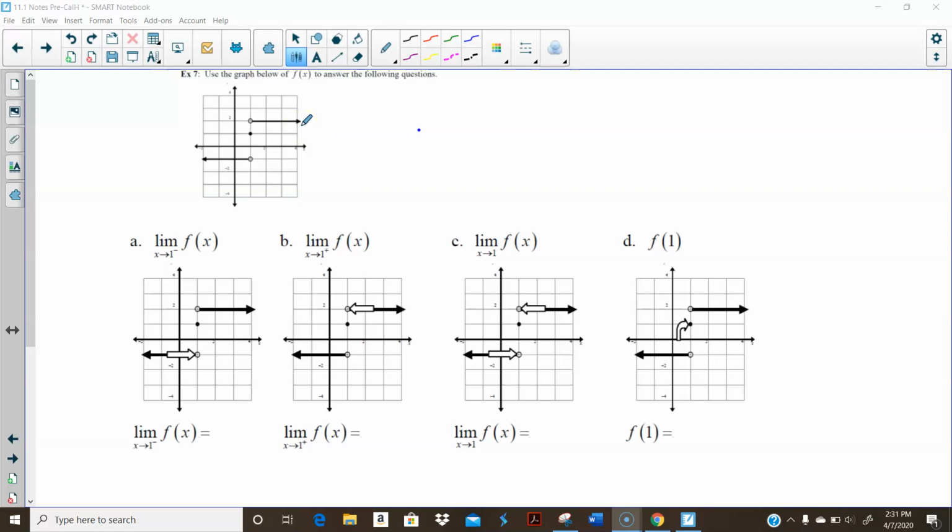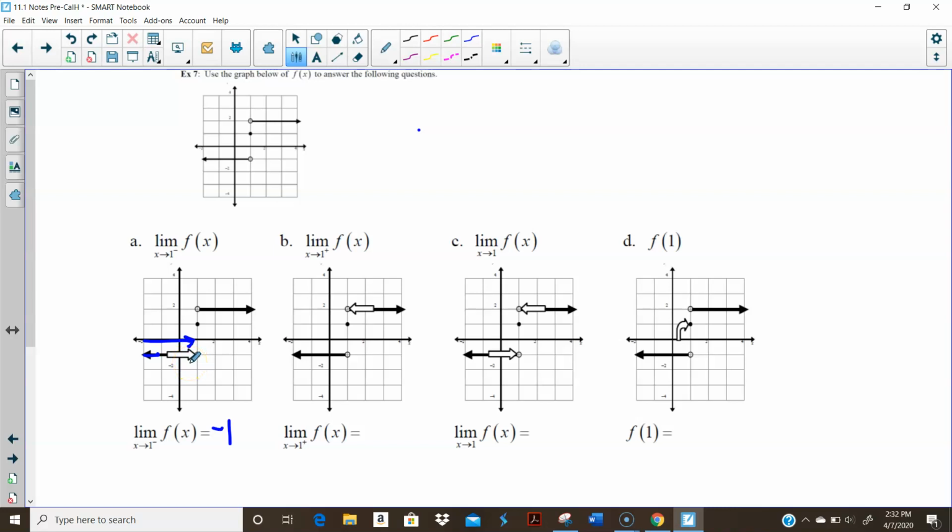A, the limit as x approaches 1 from the left. Again, that little negative right here means from the left. So what we're doing is we're coming in from the left-hand side. And as x is approaching 1 from the left-hand side, it looks like f of x is approaching, what's the y value? Is -1. Again, we don't care what it actually equals, we just care what it's approaching. That's what the limit is.